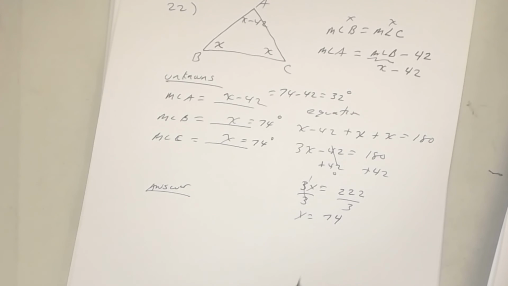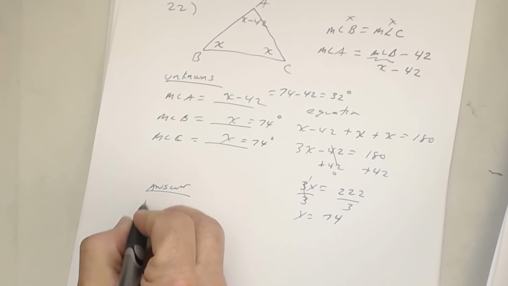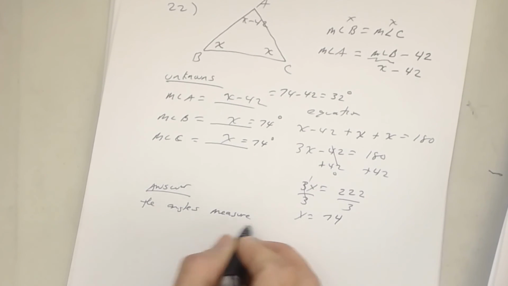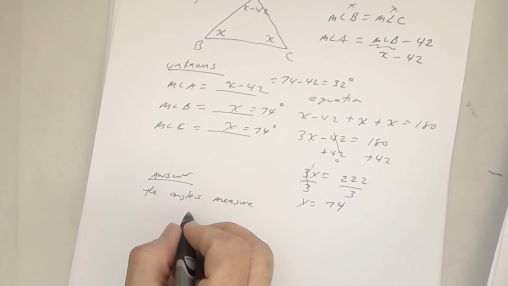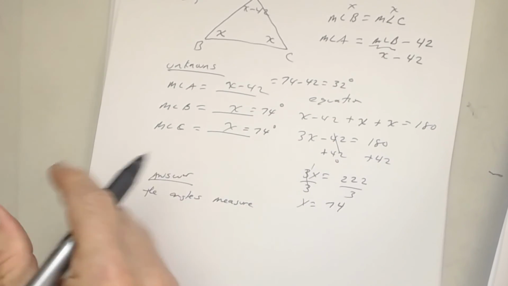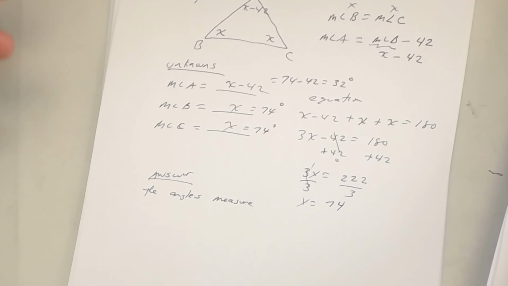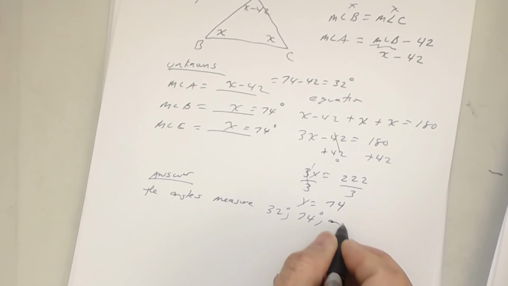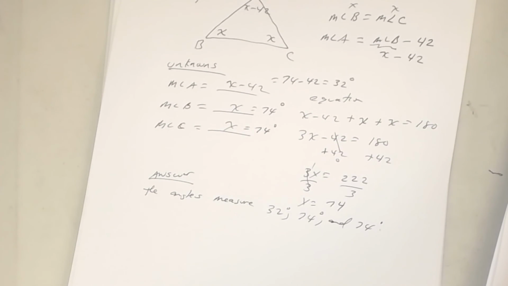And so you answer the problem. Just like before, you're going to say the measure of the angles are, or the angles measure, and what do they measure? Now you can say the measure of angle A is 32 degrees, the measure of angle B is 74 degrees, and the measure of angle C is 74 degrees. Or you can just say the angles measure 32 degrees, 74 degrees, and 74 degrees.